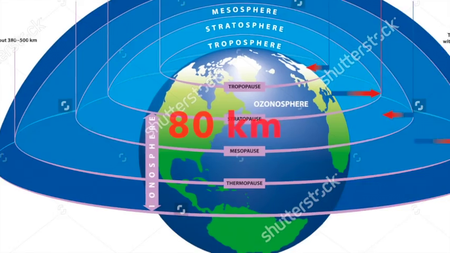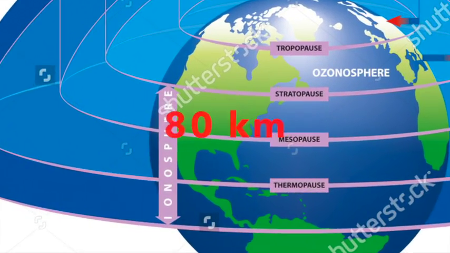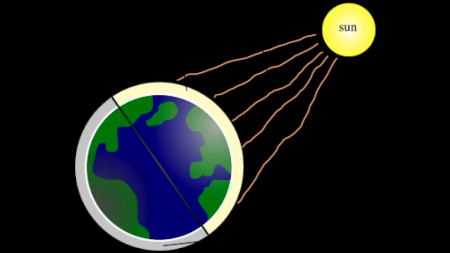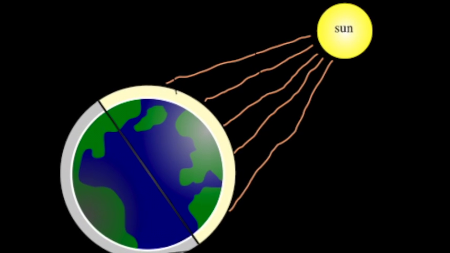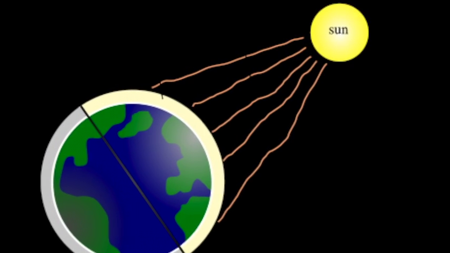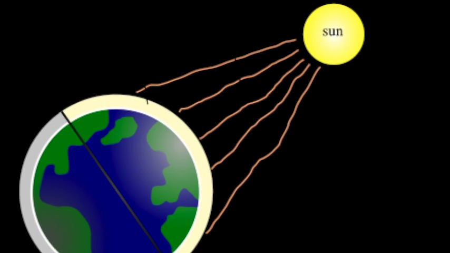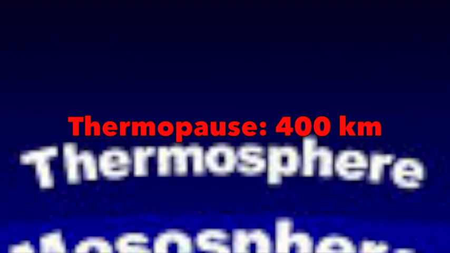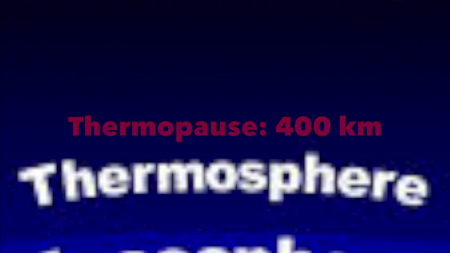The region of the atmosphere which lies above 80 kilometers of Earth's surface is called the ionosphere, since the energetic solar radiation knocks electrons off molecules and atoms, turning them into ions with a positive charge. The total distance from the beginning of the thermosphere to the thermopause is about 400 kilometers above Earth's ground.